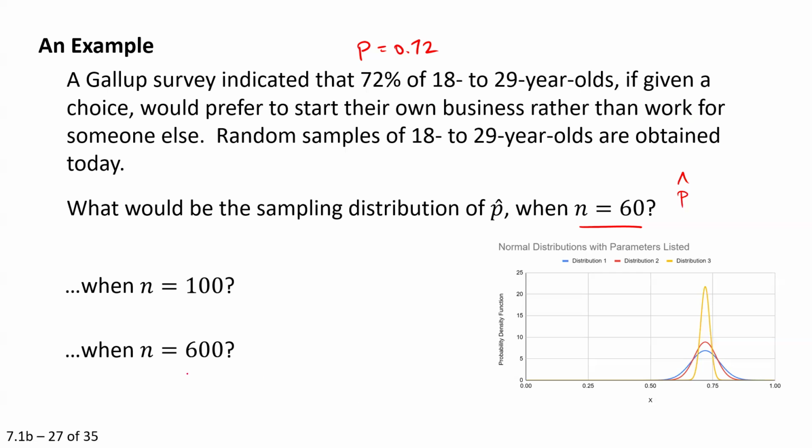Yeah. So what's going to happen as the sample size goes from 60 to 100 to 600? What's going to happen to the distribution? It's going to be skinnier. Yeah, skinnier and skinnier. So this one is the one for n equals 600. This one is the one for n equals 100. And this widest blue one here is for n equals 60. So just like what we saw with sample means, it gets skinnier and skinnier the more people you talk to.